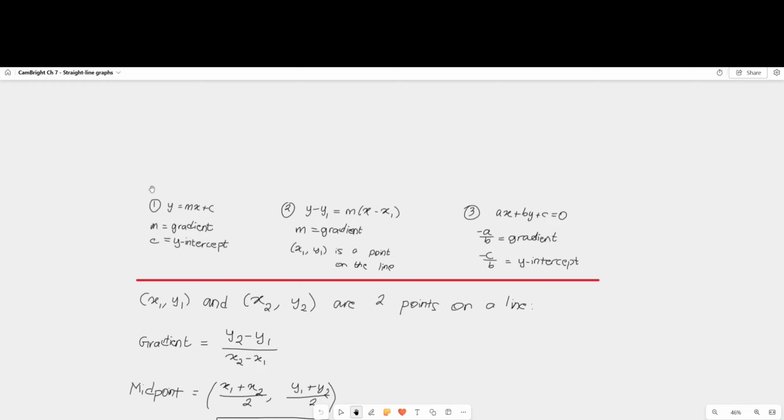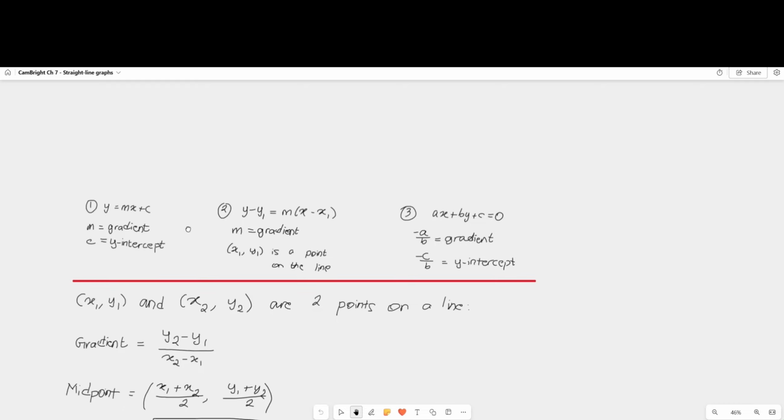Now the first thing you should probably know are the forms that straight line graphs come in. So you could have this first form, which is y is equal to mx plus c, where m is the gradient and c is the y-intercept. This is the simplest and the most common one. This is also called the slope-intercept form. Now, the second one isn't actually a technical form. It's sort of a formula which you substitute the values into and then rearrange it to get the first form, but I'll discuss it.